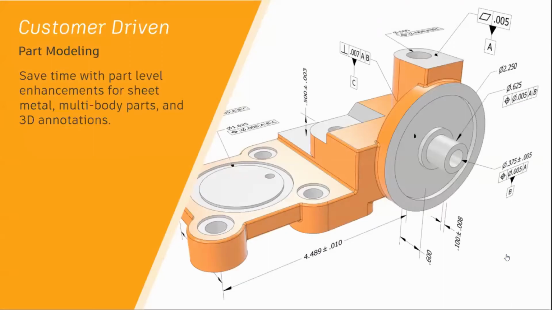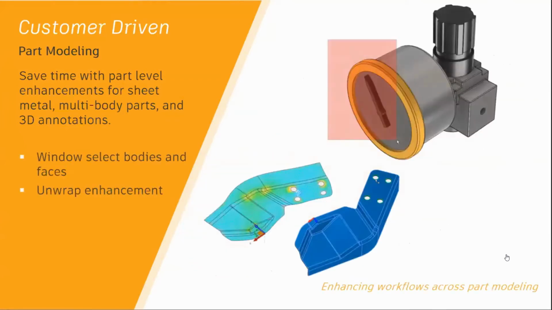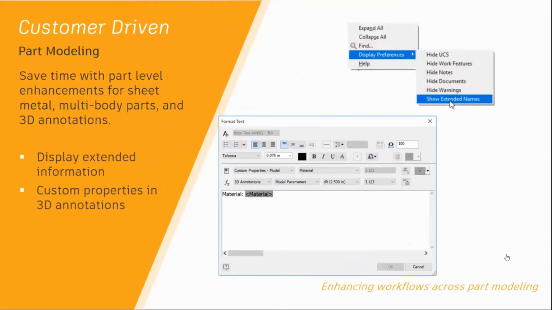So let's move to the customer-driven enhancements. So first, for part modeling. Selections for multi-bodied components has been improved, as well as the unwrap enhancement. So you can now flatten your design without having to go to the sheet metal design environment in Inventor.